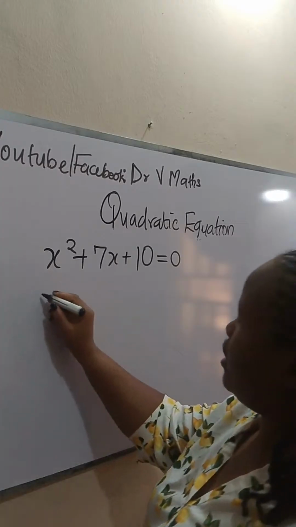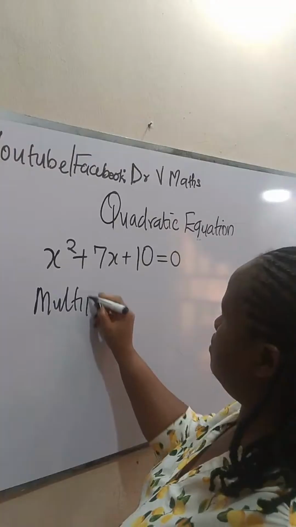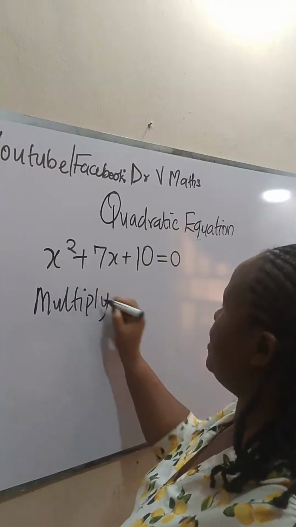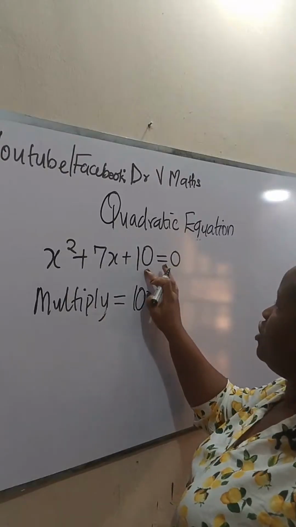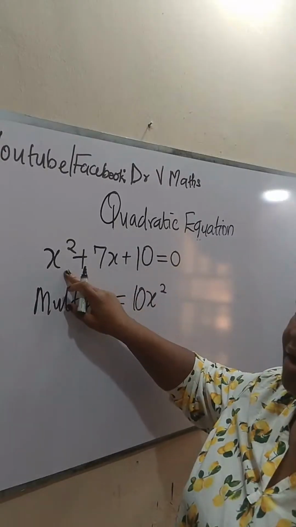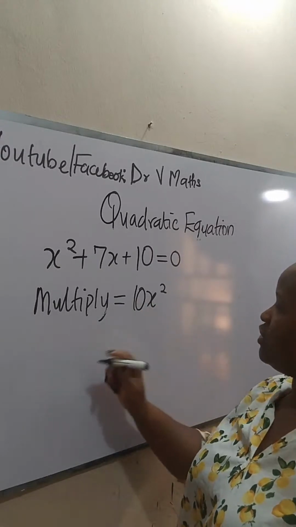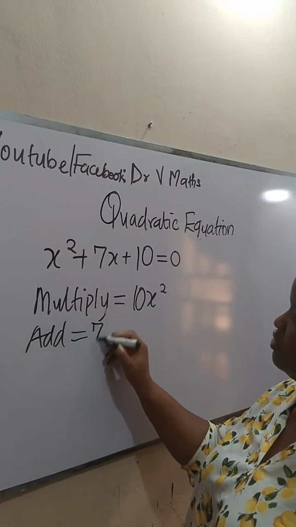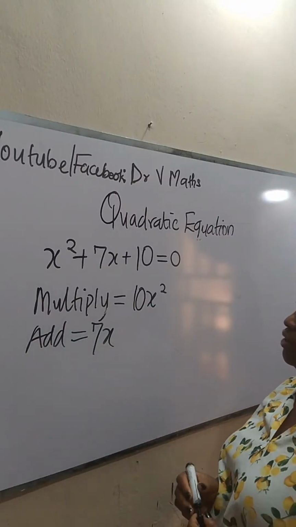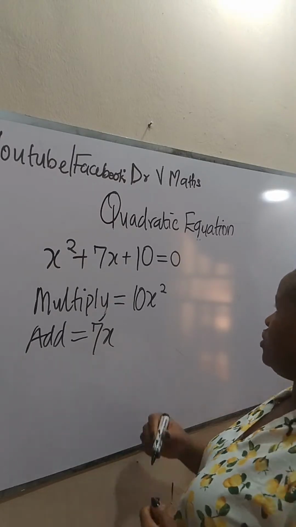Like I said, we look for 2 numbers. Once we multiply them, we should get 10x squared, the multiplication of this constant here and our x squared. And when we add them, we get 7x. So what 2 numbers are we looking at? How do you do that?